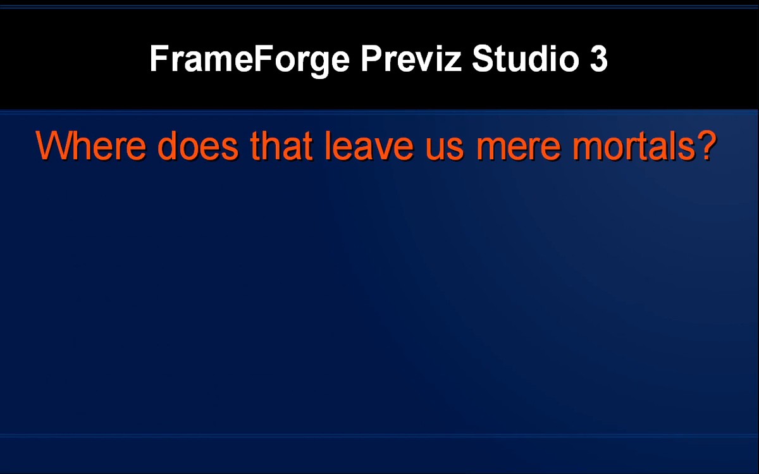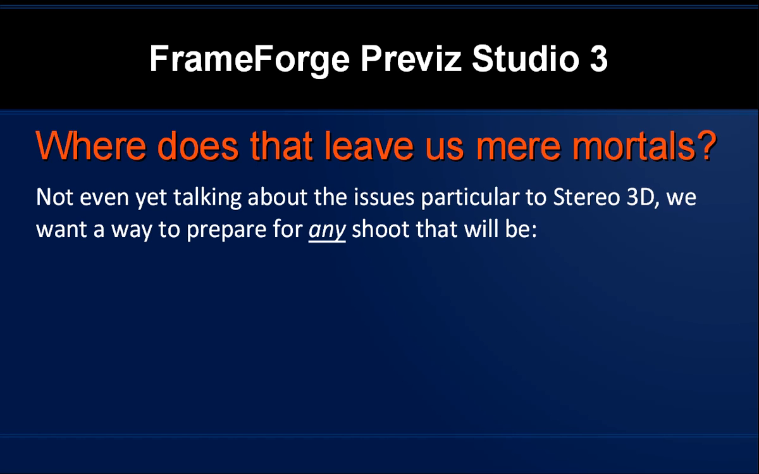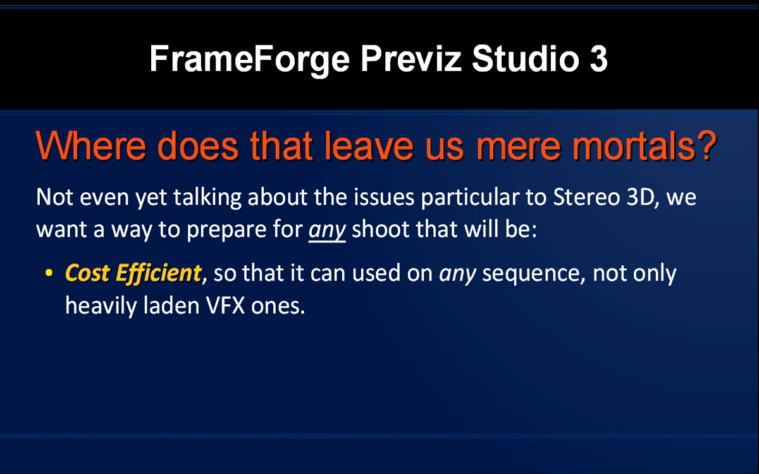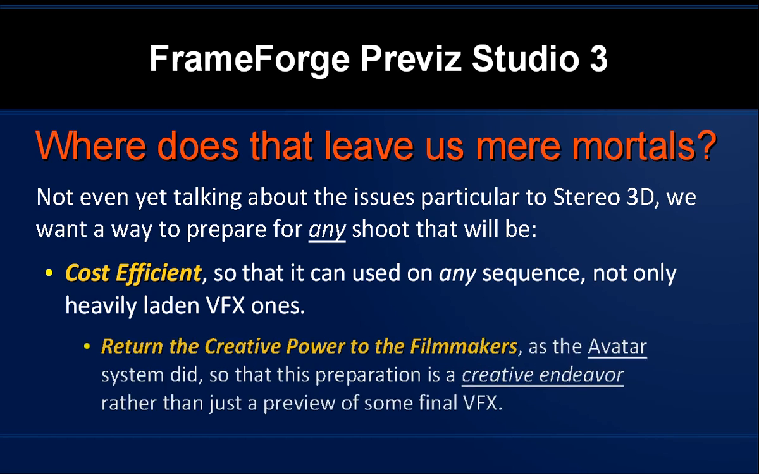Where does that leave the rest of us? Well, without even getting into stereo 3D yet, let's break down how we want to prepare for any shoot. First thing, of course, is the previs has to be cost efficient. So it can be used on all sequences, two guys sitting at a table, which can be one of the hardest things to shoot in 3D. So really, keep it cost efficient so it can open up all of your scenes, not just the effects ones.